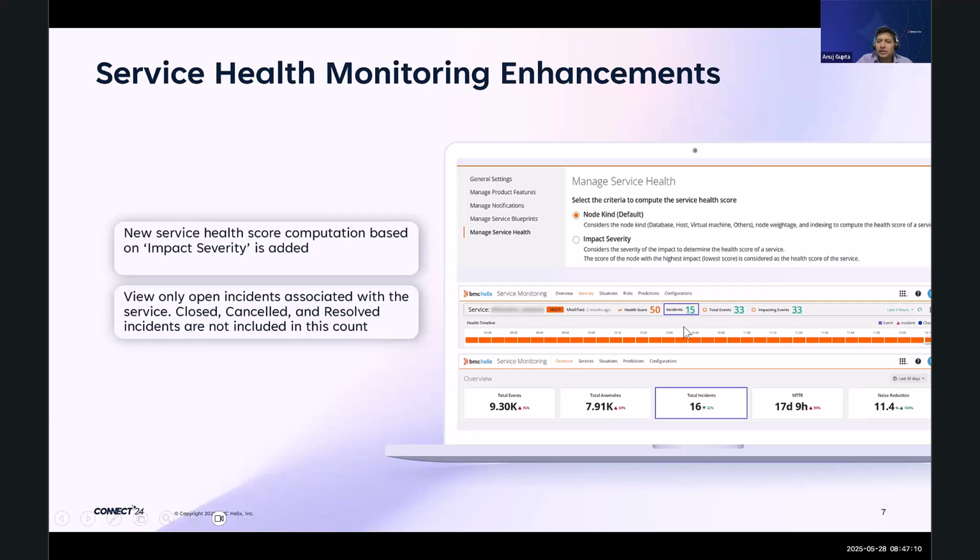In addition, another request that we got from customers is how we update the incident count that we show here to reflect the correct MTTR value, so that we only show the open incidents and not the cancelled, resolved, or closed ones. We made sure that those are totally removed from the KPI metrics that we show within this service view.